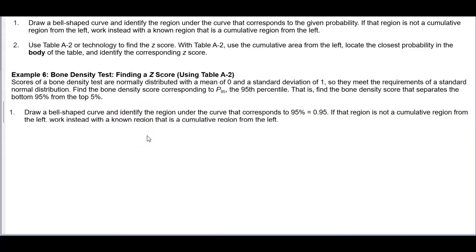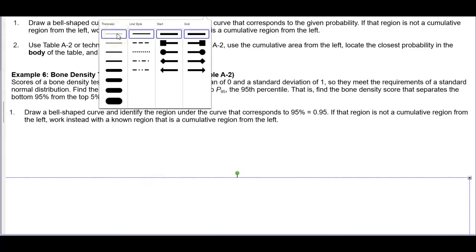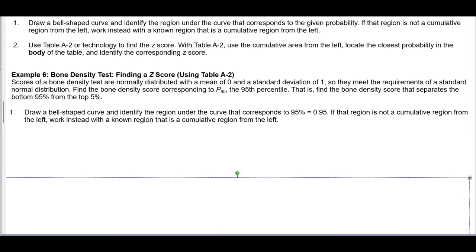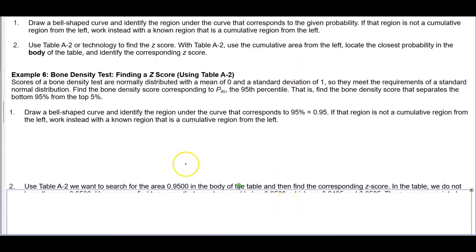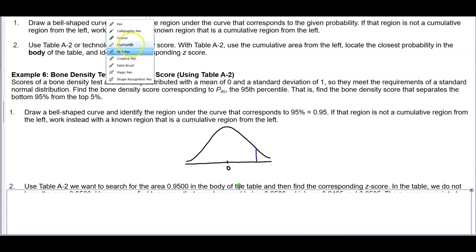The first thing we want to do is draw a bell-shaped curve and identify the region under the curve that corresponds to 95%, which is equal to 0.95. If that region is not a cumulative region from the left, then work instead with a known region that is a cumulative region from the left. So let's go ahead and draw that bell curve. We know that the mean is 0, and we're going to draw a line, and then shade in what represents 95% or 0.95.